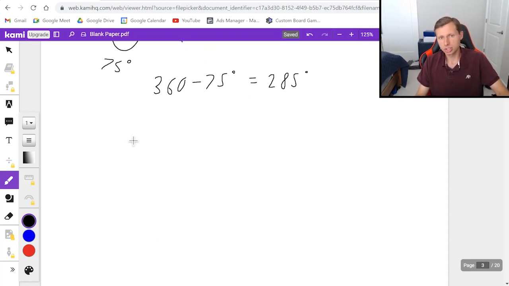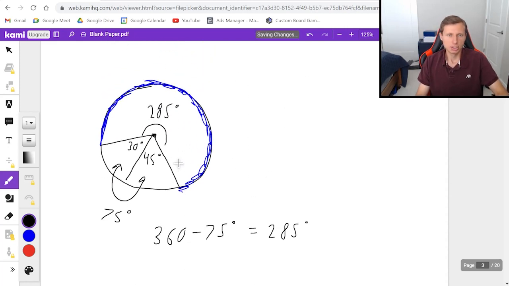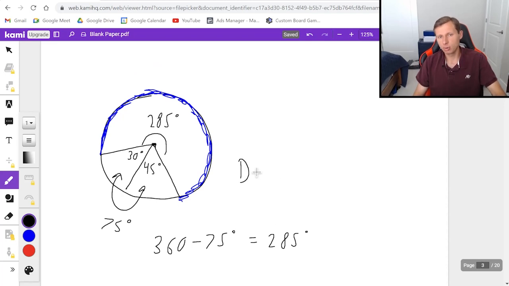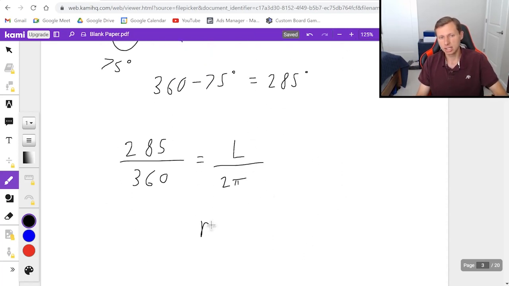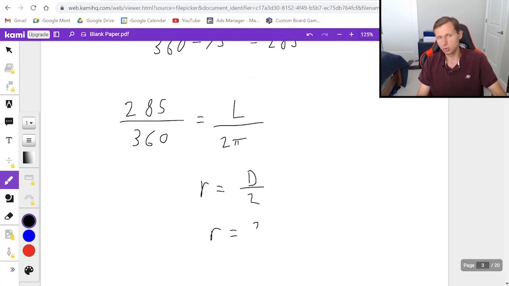So remember, the equation is degrees, which we're saying is 285, divided by the total, 360, is equal to L, the arc length, divided by 2 pi r, and I forgot to give you a radius. So to make the problem extra challenging, I'm not going to give you a radius, I'm going to give you the diameter. And let's say the diameter is 24. Now really that's not too much harder, because we know radius is just equal to diameter divided by 2. So in other words, the radius is going to be 24 over 2, which is just 12. And so that's what's going to go right here for r.